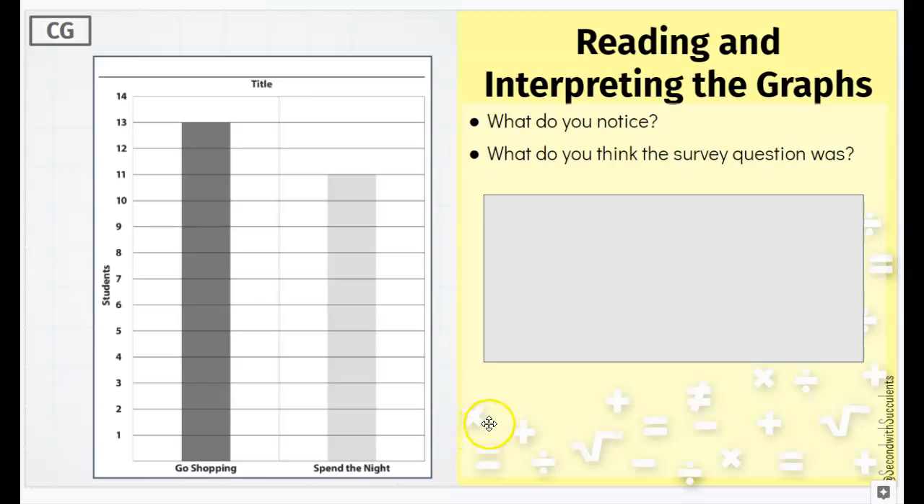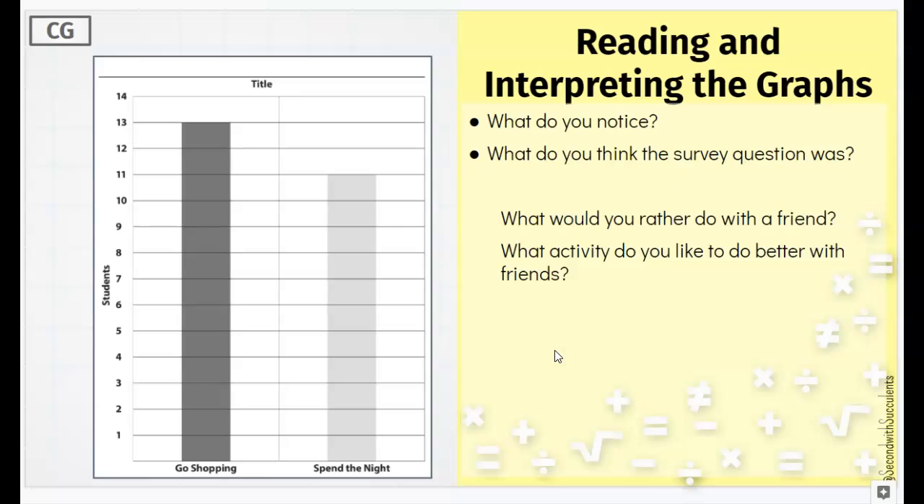Now you may have been thinking a few different things. Some things you might have been thinking were maybe this question is asking what's something you would rather do with a friend. Maybe you and your friends really enjoy going shopping. Maybe that's something you like to do on the weekends. Maybe you really like to have sleepovers or spend the night with your friends. You could also say this question was, what activity do you like to do better with friends?